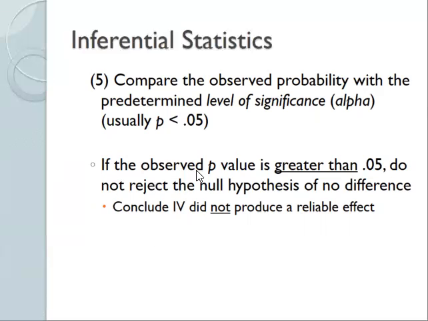If your observed p is bigger than 0.05, that means the size of that difference is relatively likely, given that there is no difference between the two groups. Then you do not reject the null hypothesis of no difference. So you conclude that the independent variable did not produce a reliable effect. So if you have a p greater than 0.05, there's no difference between the groups.